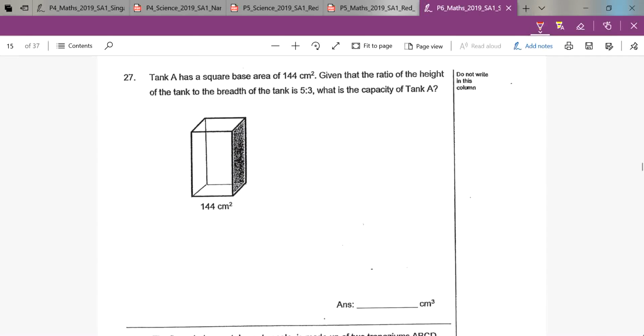Question 27. Tank A has a square base, area of 144 cm square. Given the ratio of the height of the tank to the breadth of the tank is 5:3, what is the capacity of tank A? Ratio of the height to the breadth is 5:3. So square area, which means the length times breadth, is 144. Based on experience, the answer should be 12 for each side.